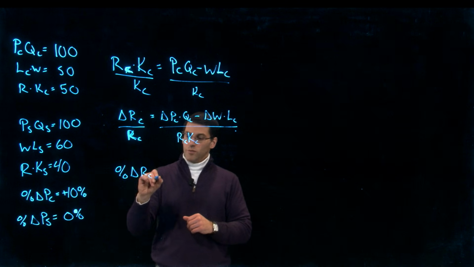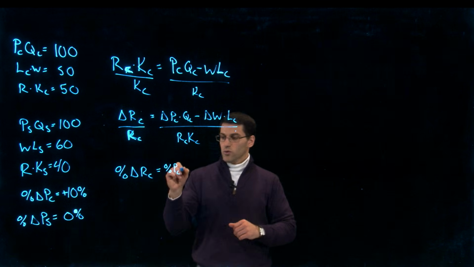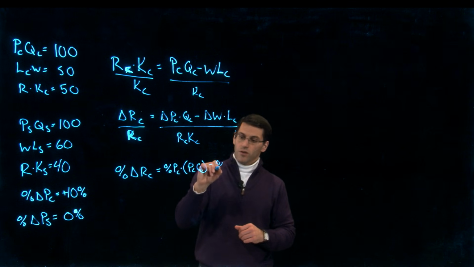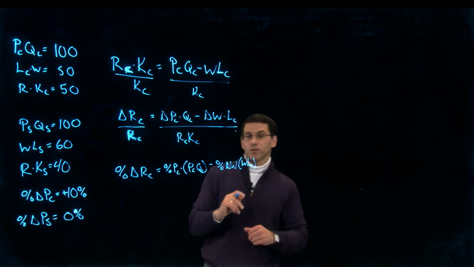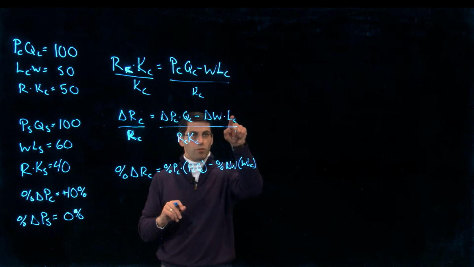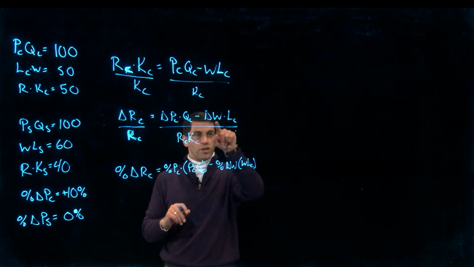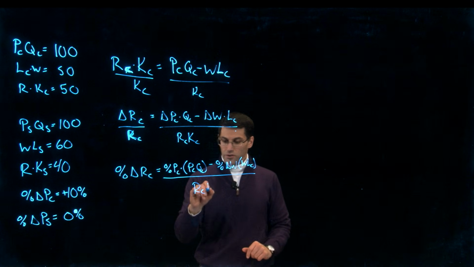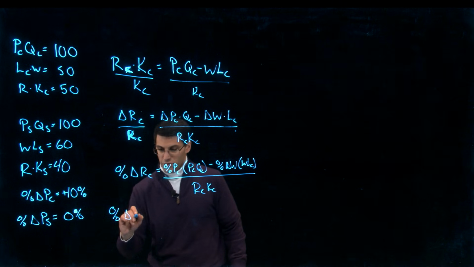that first term into the percentage change in the price of computers times PCQC minus percent change in the wage times WLC, because likewise we're going to divide by W and multiply by W. Dividing by W here turns this into the percentage change in the wage, and multiplying by W makes this WLC, all over RCKC.